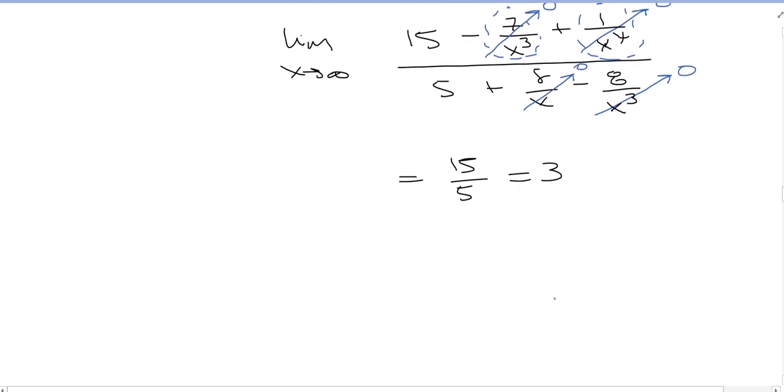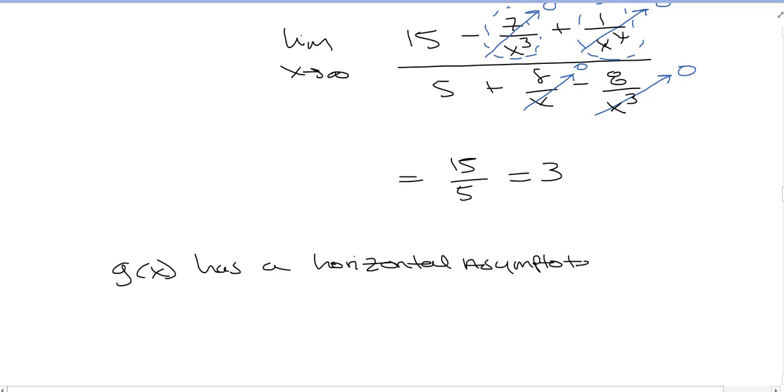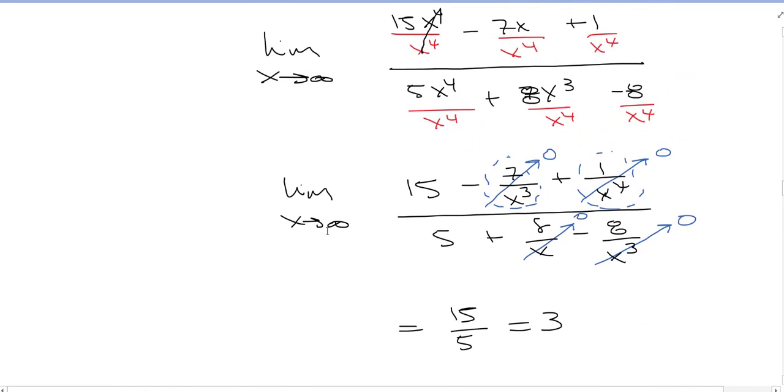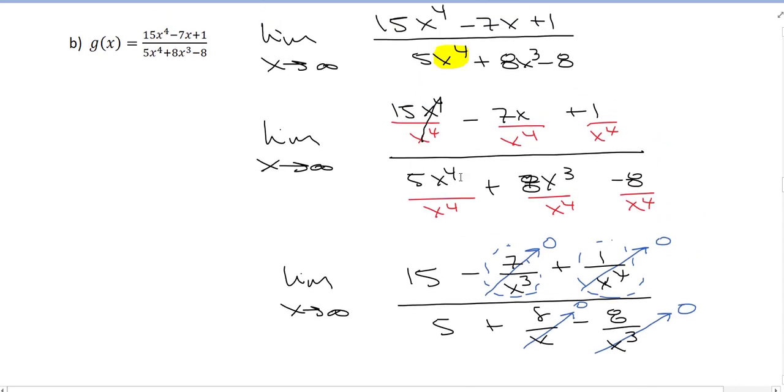So that means that g of x has a horizontal asymptote at what kind of value is this? It's a y value, right? It's the limit as x goes to infinity. So we're looking at what the y values are doing. So we have a horizontal asymptote at y equals 3. And notice that I can do the same exact work as x goes to negative infinity, so it's a full horizontal asymptote instead of a half horizontal asymptote.